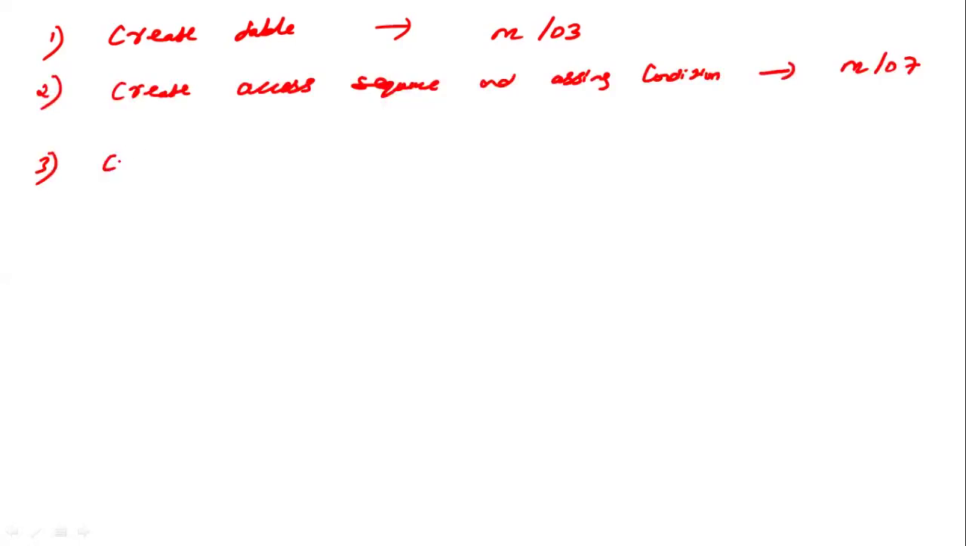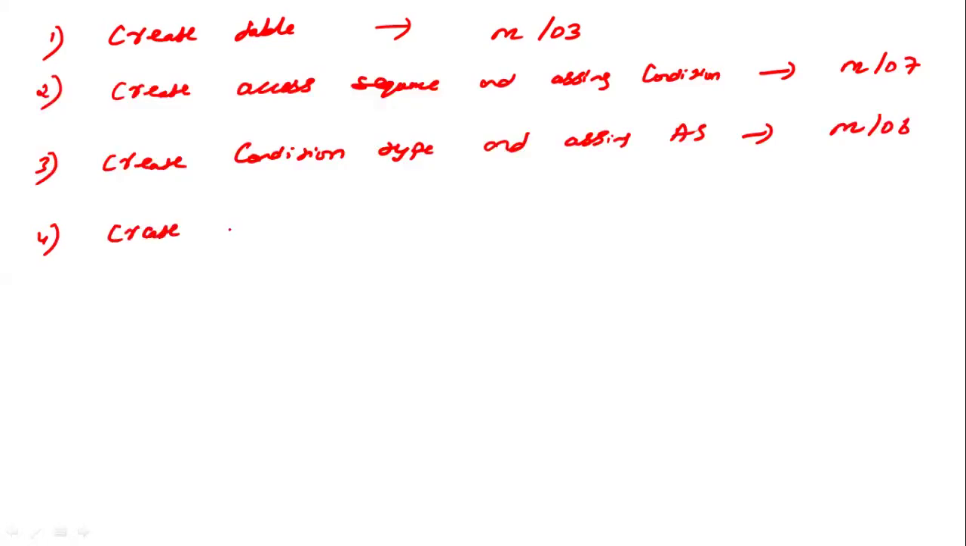Then you have the second step, create access sequence and assign to condition table. That is M/07. Then create condition type. If you have practiced output management, then this configuration will become easier for you. And assign access sequence. That is in M/06.